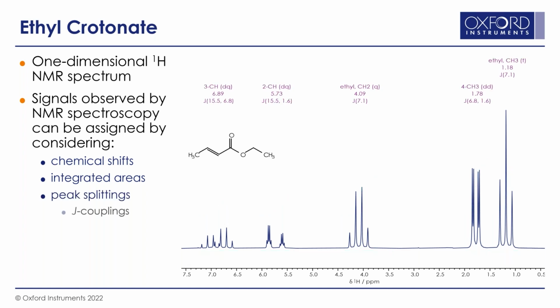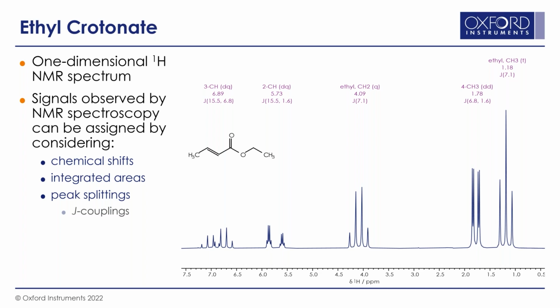The final major feature to be considered, and one of the great strengths of NMR spectroscopy, is the splitting of each signal into multiple peaks. This arises due to scalar or J coupling with other nearby NMR active nuclei. In the case of ethyl crotonate, all the splitting we can see here is caused by coupling between protons. J coupling is mediated through bonds, and if one proton is connected to another proton through just a few bonds, splittings can be seen in the spectrum. In general, the fewer the bonds, the stronger the coupling.